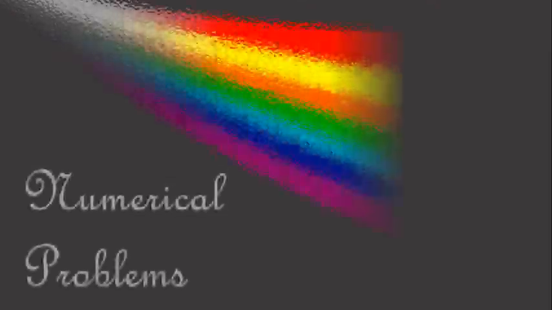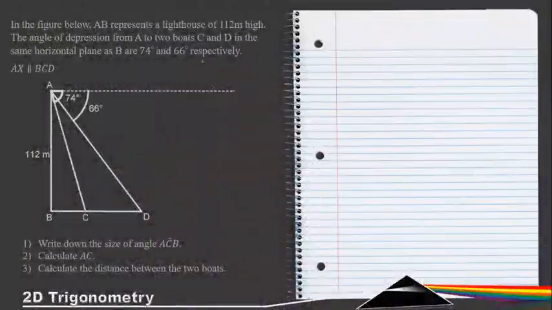Now to look at a numerical problem. We have this one that says, in the figure below, AB represents a lighthouse of 112 meters high. The angle of depression from A to two boats C and D in the same horizontal plane as B are 74 degrees and 66 degrees respectively.